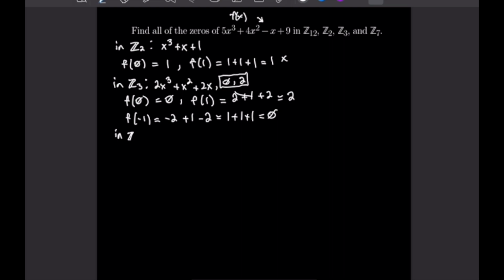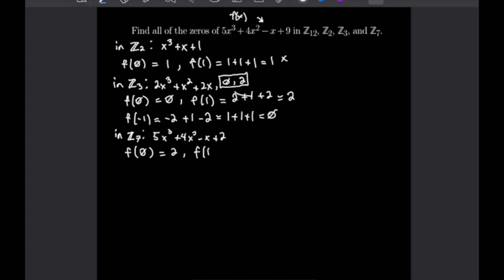So in Z7, we can write our polynomial in the following way. All the coefficients we can keep the same, except for our plus 9 there. So let's write this as 5x cubed plus 4x squared minus x plus 2. And then just the same as we have been doing, we're going to plug in all values for Z7. Starting off with the easiest, let's start with f of 0. Well, f of 0 is going to be equal to all of our x terms zeroed out, and we'll just be left with our 2. So that does not work.